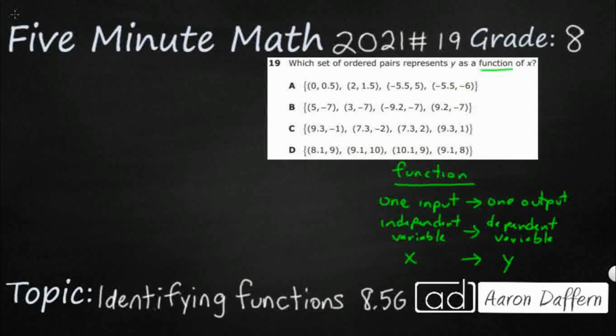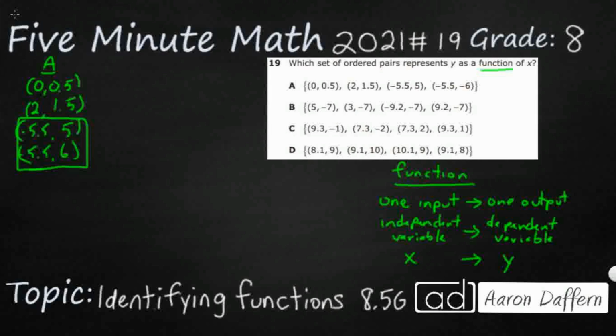So we can just look side to side. I always prefer, when we're looking at these sets right here, to look at them vertically. If we look at them vertically, you can kind of see whether we have any problems. So 0, 0.5, we got a lot of decimals here. 2, 1.5, I've got negative 5.5 goes with 5. And then I've got negative 5.5 going with 6. And here is my problem.